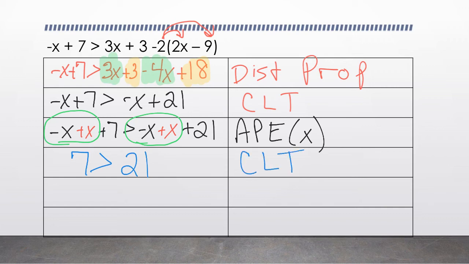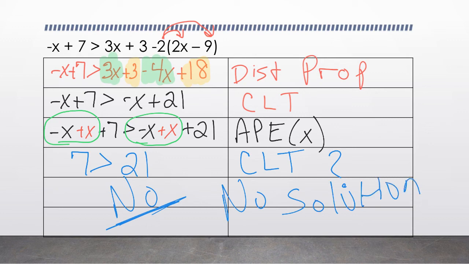Well, here's my question. Is 7 greater than 21? No. That means that there is no solution to this problem. No number that you put in for x would ever make it true. No solution to this. If this represented a situation, there'd be no answer to that situation that would make it true.